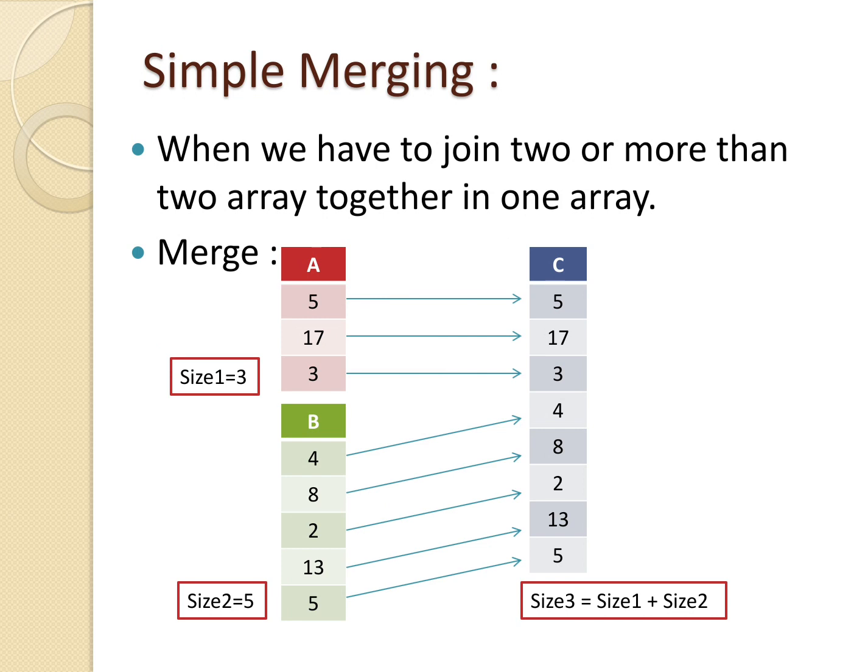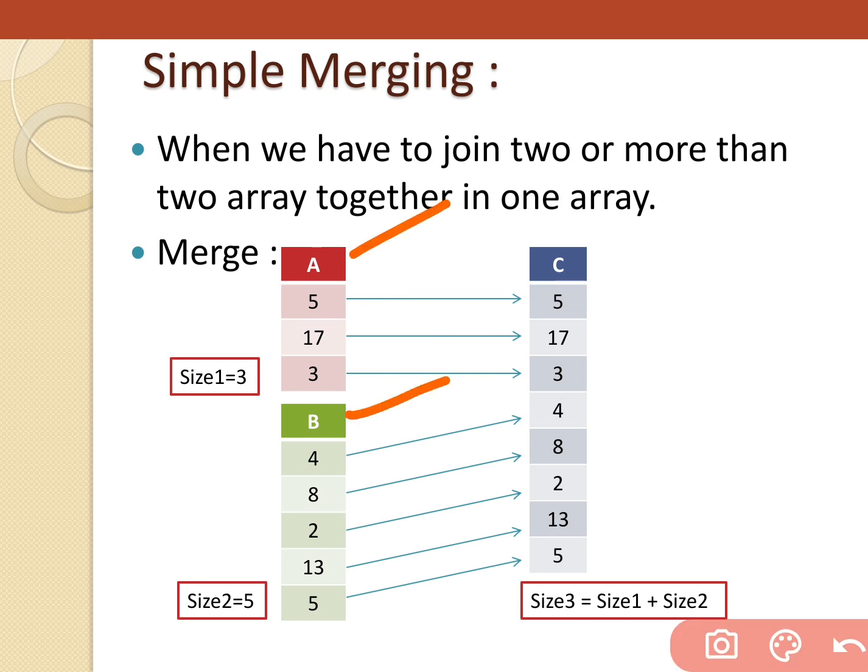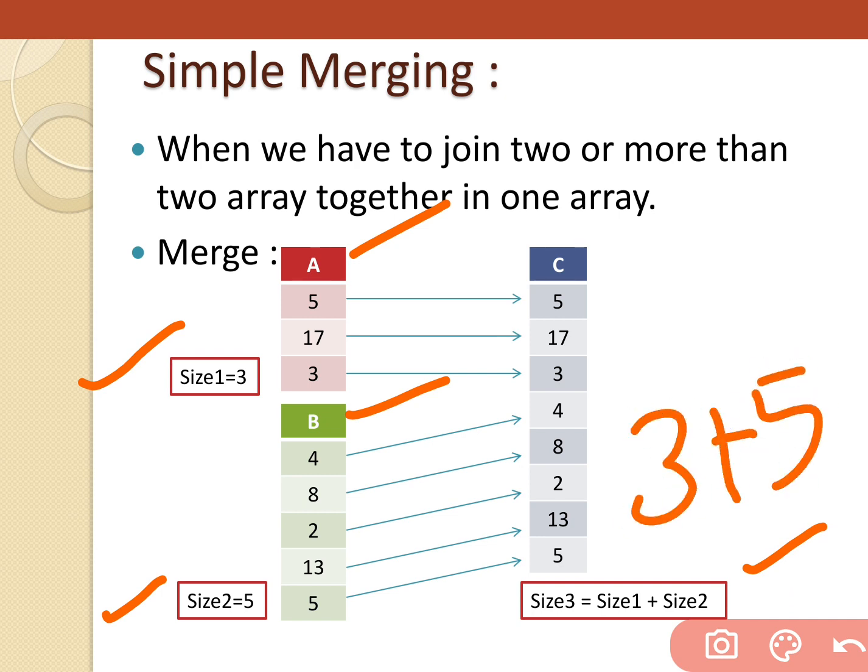For example, say A and B are two arrays. Now we want to concatenate A and B together in C. Size of A is 3. Size of B is 5, which means size of C is size 1 plus size 2. The size of the third array is size 1 plus size 2, which means 3 plus 5 is equal to 8, so a total of 8 elements will be present in C.